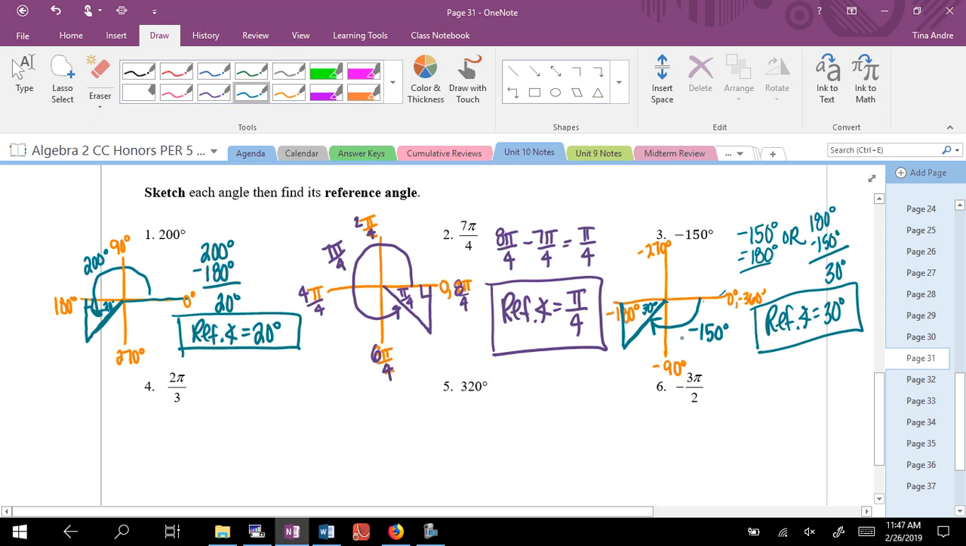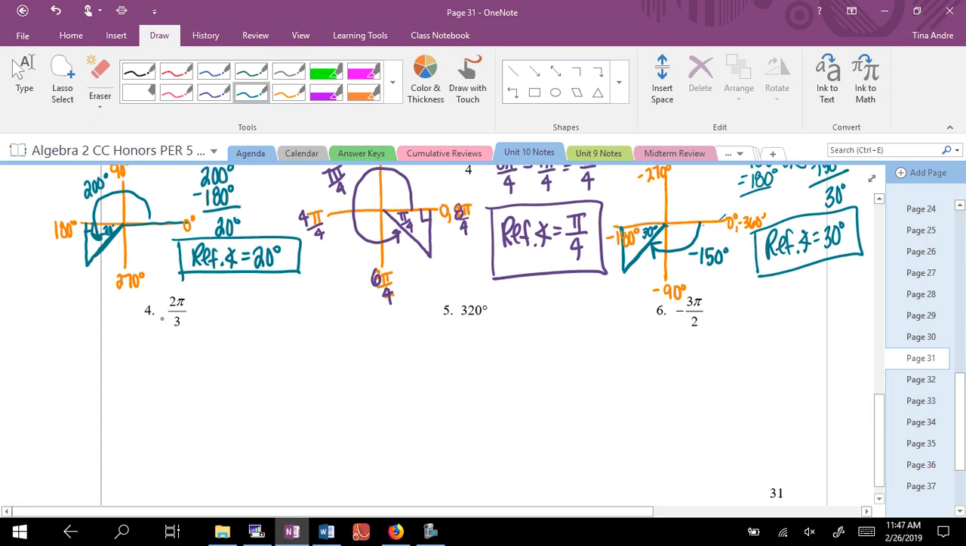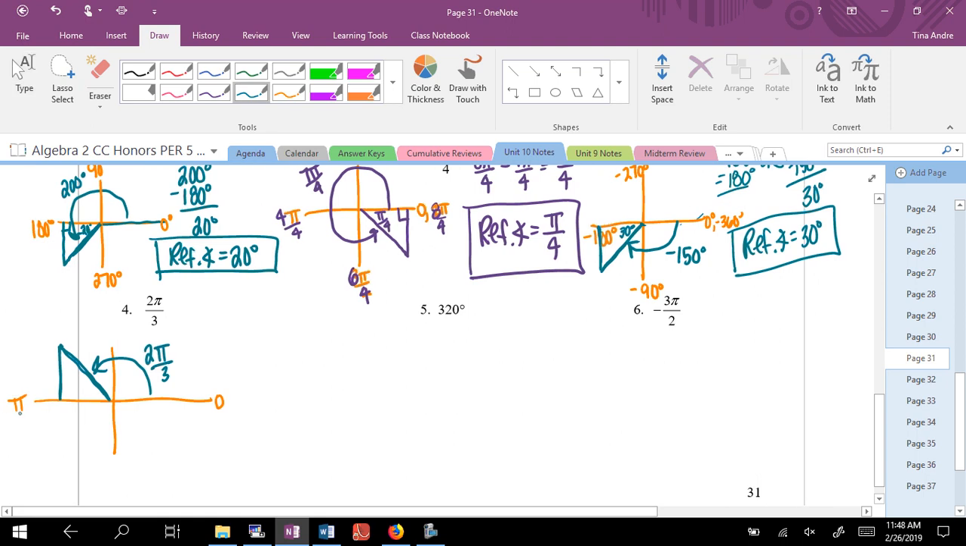If we look at the next one, now it's 2 pi over 3. So now we want to think about this in thirds. So think about what you need. I always think about the whole numbers first. So think about pi. What would this have to be to equal pi? It would have to be 3 pi over 3. So what that means is think about dividing from 0 to pi into thirds, and this is 2/3. So that means it's going to be over here. And again, 3 pi over 3 would be right here.